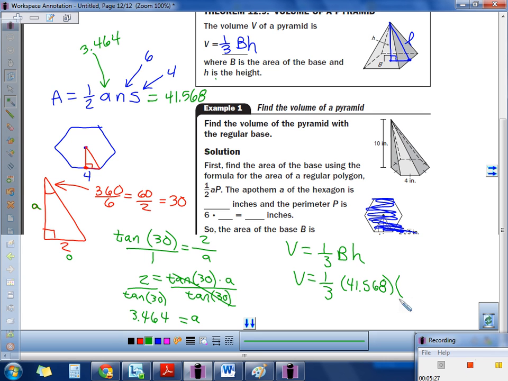Then we need to multiply by our height. What's our height on this picture over here? 10. It's the piece going straight up. It's perpendicular to the base. Now we can type this in and get our true final answer. 138.56 is what I've heard in inches cubed. There we go. That's much better.